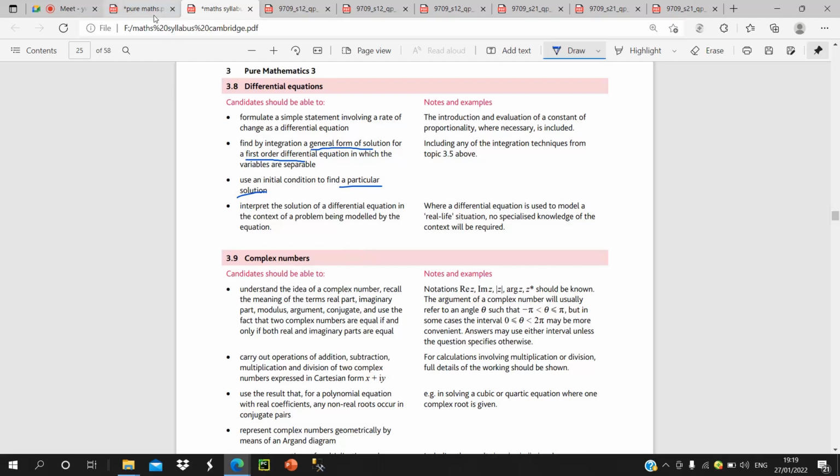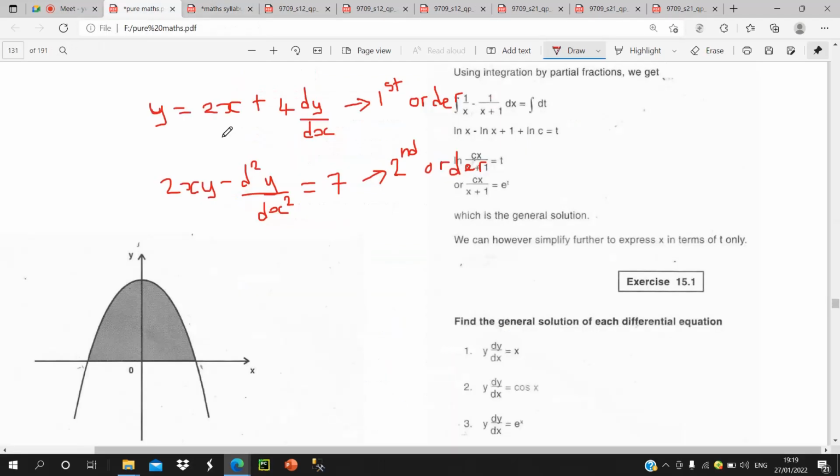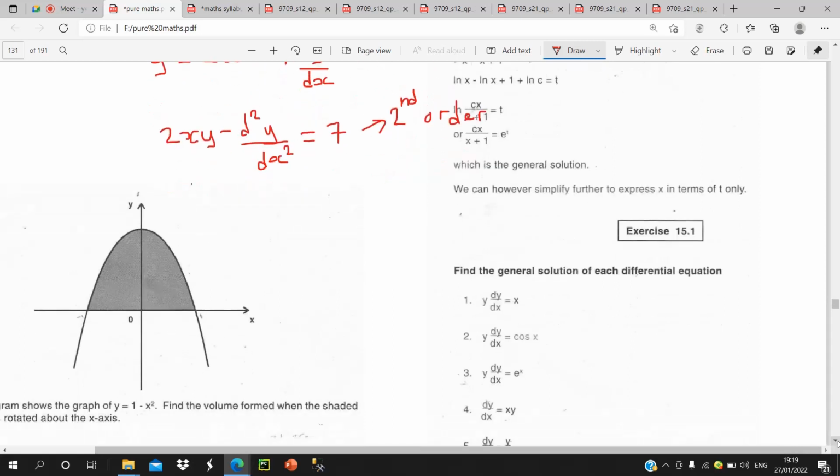Right, are you done? Okay. So can you write the stages or procedure for finding the solution of a differential equation? Number one, you say separate variables. Step number one, separate the variables.